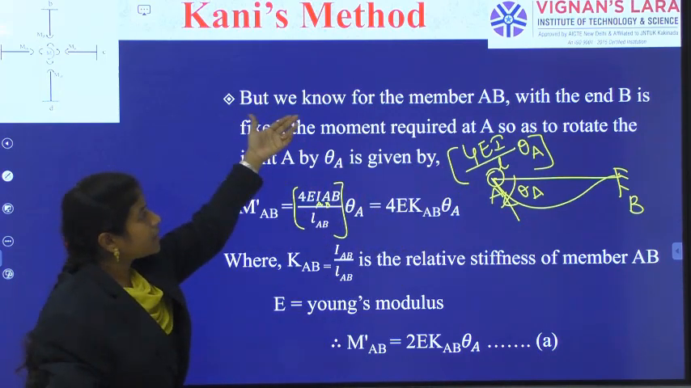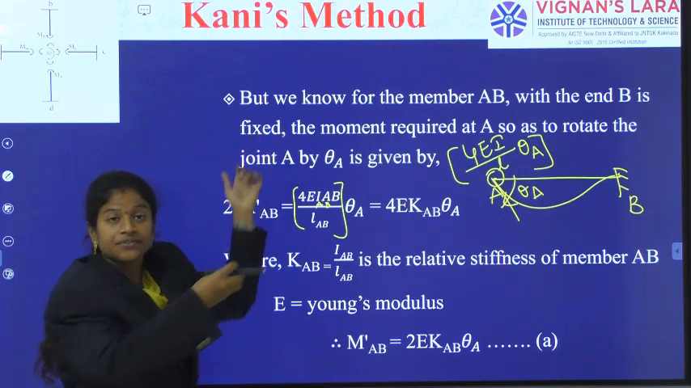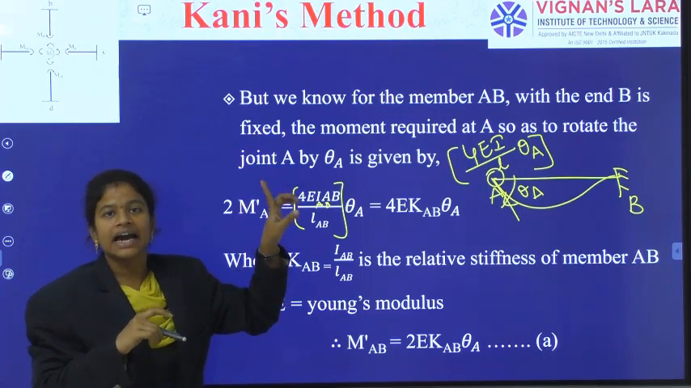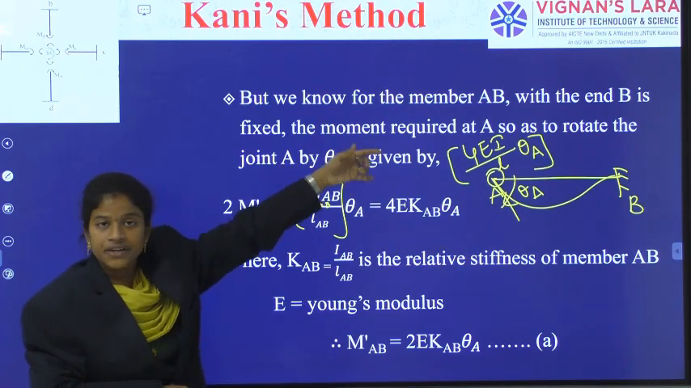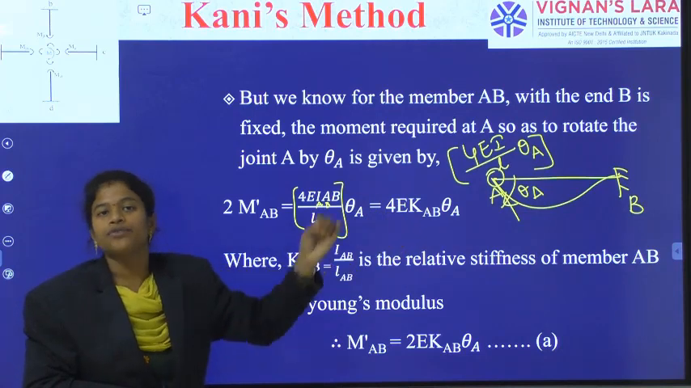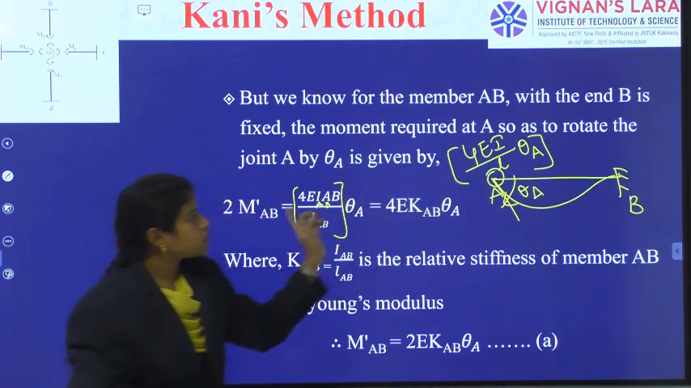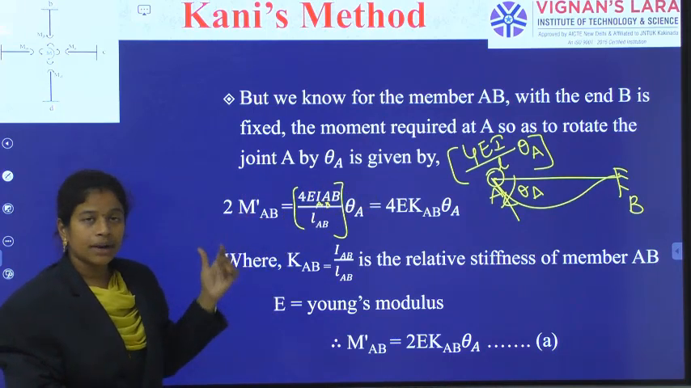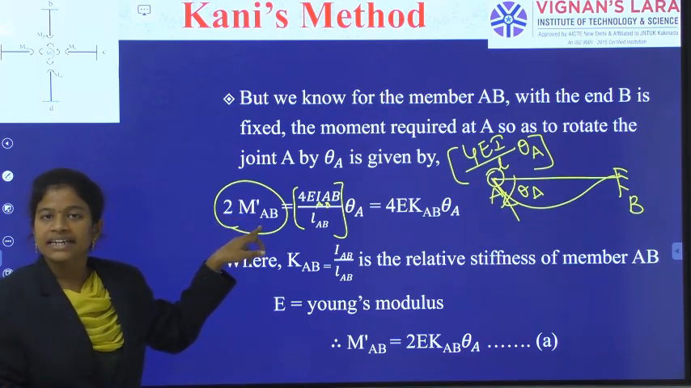So, but we know for the member AB, when the end B is not fixed, the corresponding quantity is 3 EI by L times theta A. Okay, so here the farther end is fixed, that's why 4 EI by L theta A. The moment required at A, so as to rotate the joint A by theta A, is given by 2M dash AB, because this moment only causes theta A rotation, right?